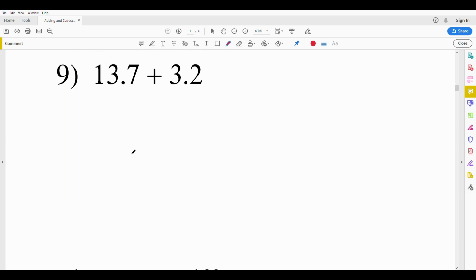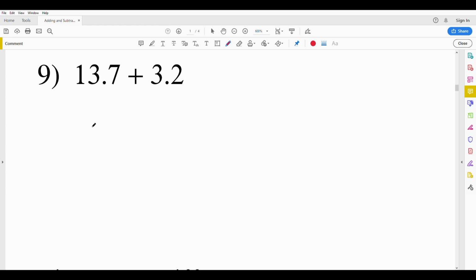In number 9, we have 13.7 plus 3.2, positive, and we're going further away from 0, further into those positives. So I'll just simply add these. 13.7 plus 3.2, 13 and 7 tenths plus 3 and 2 tenths, 7 tenths plus 2 tenths is 9 tenths, and I have 13 plus 3, which will be 16. So 16 and 9 tenths is my solution in number 9.